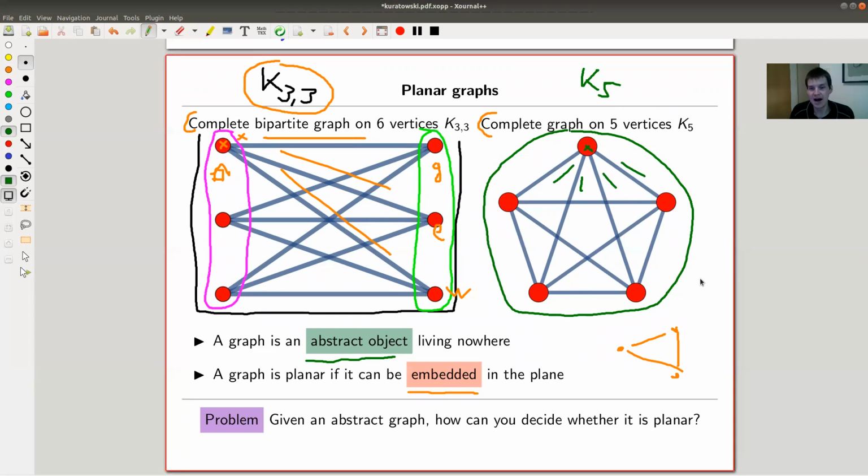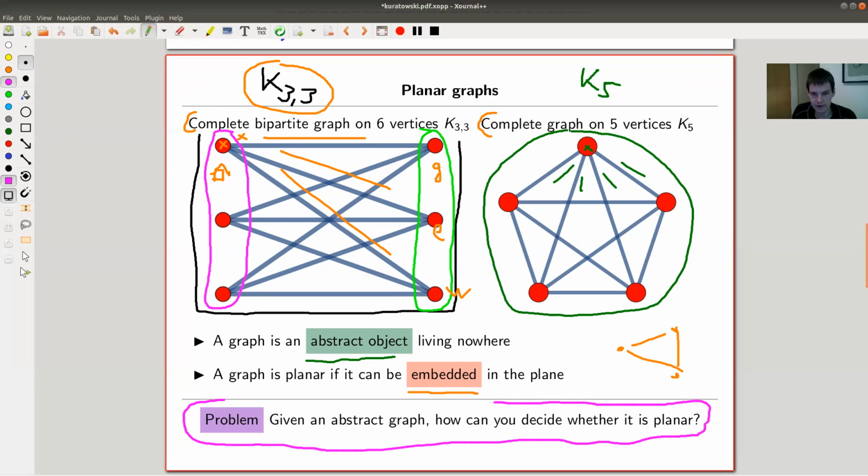Who knows? It's kind of a fun exercise for K5; it's not so hard to show that it's also not planar. You cannot find a drawing in which it lives in the plane without intersections. And then this was a problem you would like to solve, a very simple question in graph theory. So given this or any abstract graph, can you somehow decide whether it's planar or not?